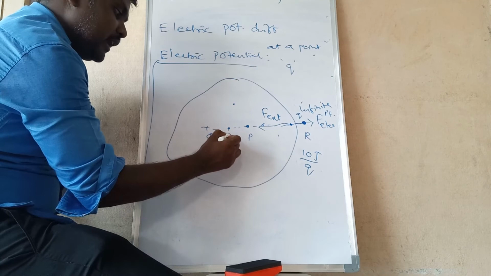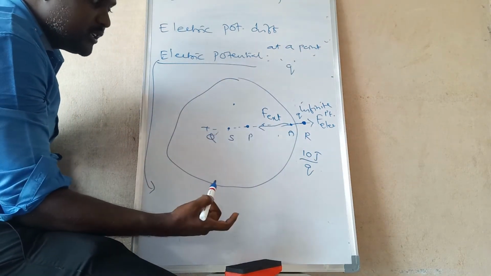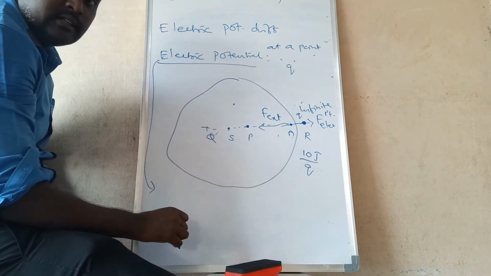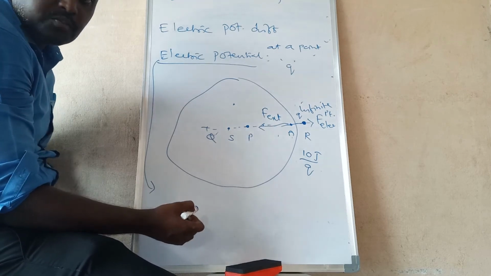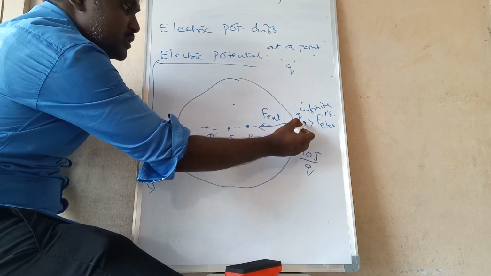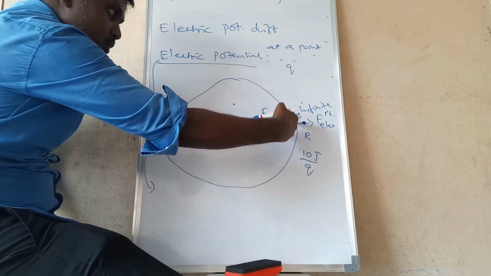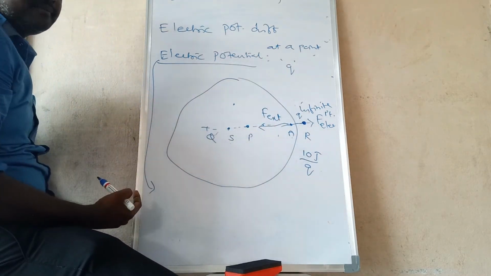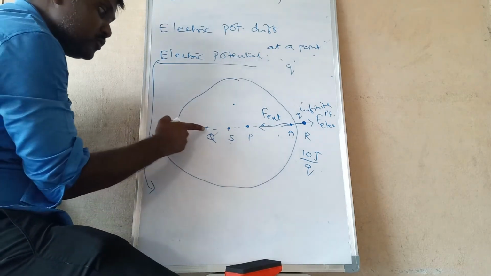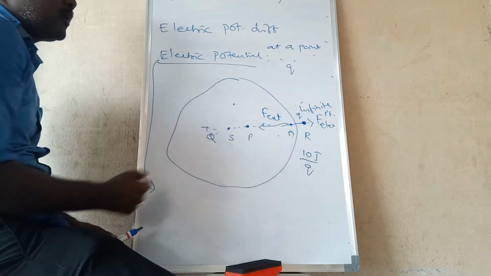So P, and let us say this is S and this is A. At which point is the potential more? A, P and S. Here we have given 3 points, and at which point is the potential more? Obviously at S. Why? We have to do more work to bring this charge from here to here, because there is more displacement. So we have to apply more external force, as more repulsive force will be there. To overcome that, we have to apply more force.